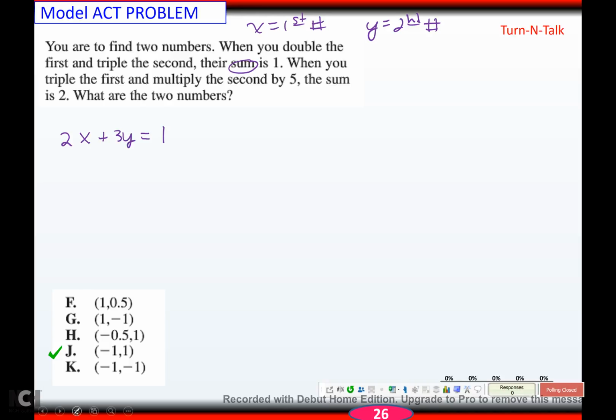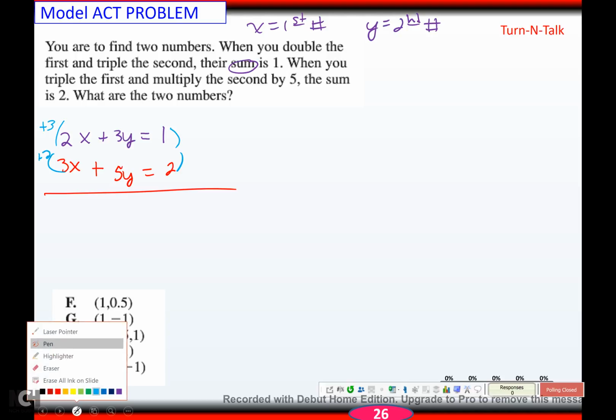Okay, my second equation, if I keep reading, it says when you triple the first and multiply the second by 5, that sum is 2. So there's my system. Nothing cancels right now if I add, so I'm going to have to multiply the top by the bottom and the bottom by the top. I'm going to do the x's. So positive 3 goes up, positive 2 goes down. They came out the same, so I need to make them different.